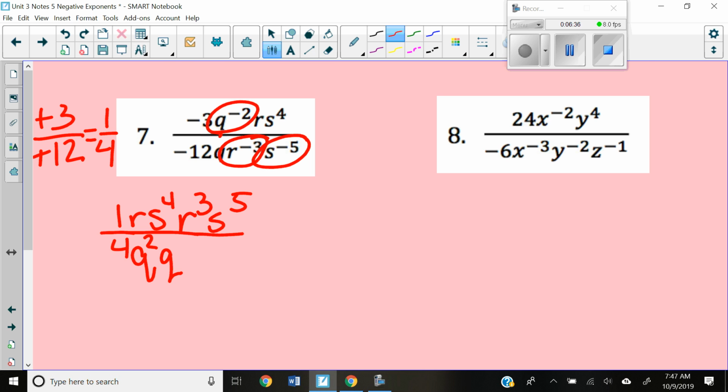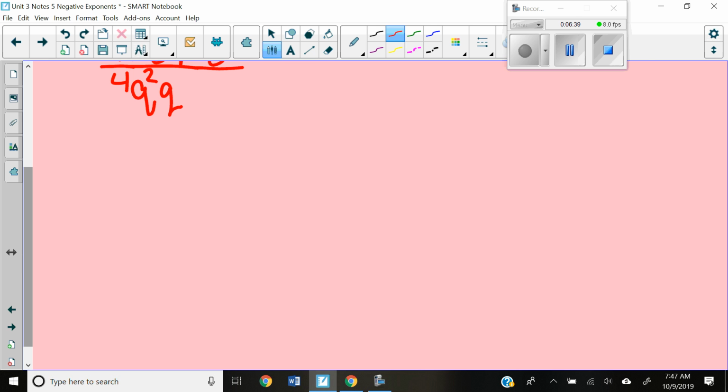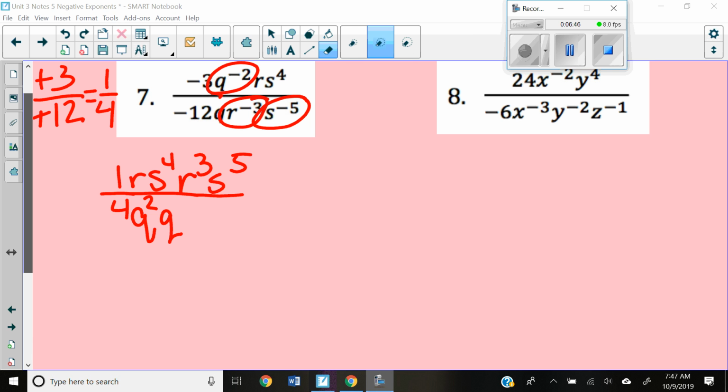My 1/4 is going to stay 1/4. Woo, there it went. Oh, that was large. Let's clean that up. Okay, so 1/4, that's a lot better.